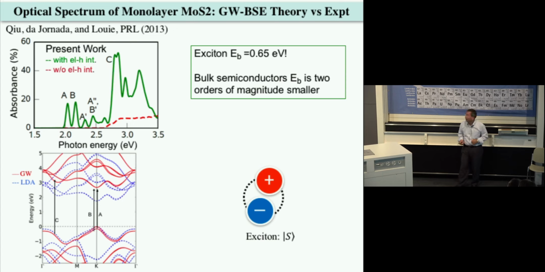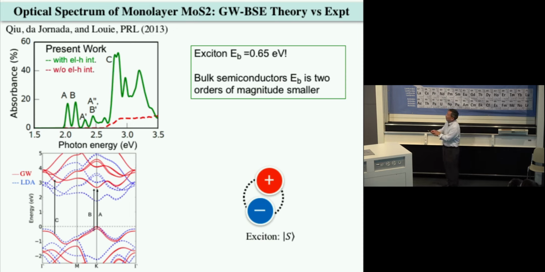transitions between the bands. On the top left here is the absorbance calculated as a function of photon energy. The red line here corresponds to taking the quasi-particle band structure, doing the interband transition calculation, neglecting electron-hole interaction, and that's what you have. Now, when you include electron-hole interaction through this Bethe-Salpeter equation formalism, then you get something completely different. You have a series of peaks and a huge increase in the oscillator strength.